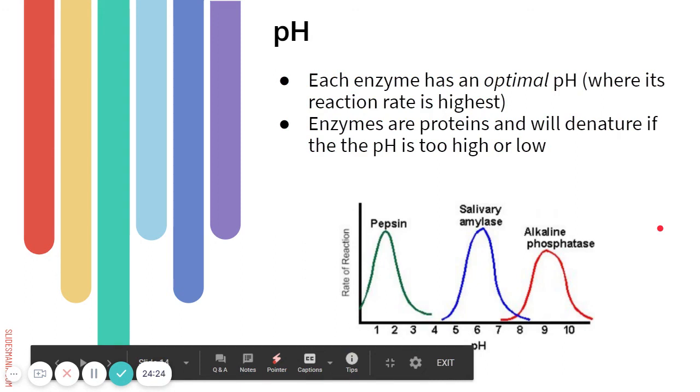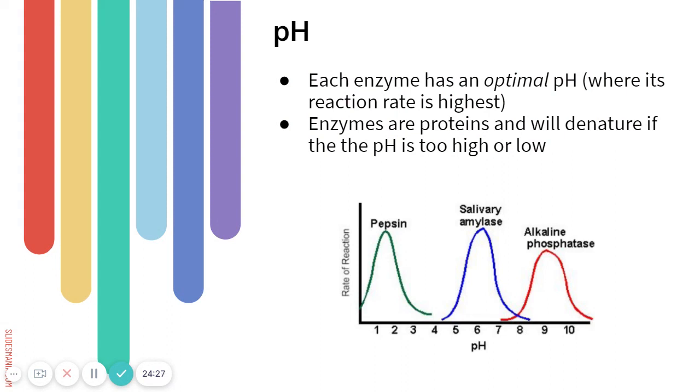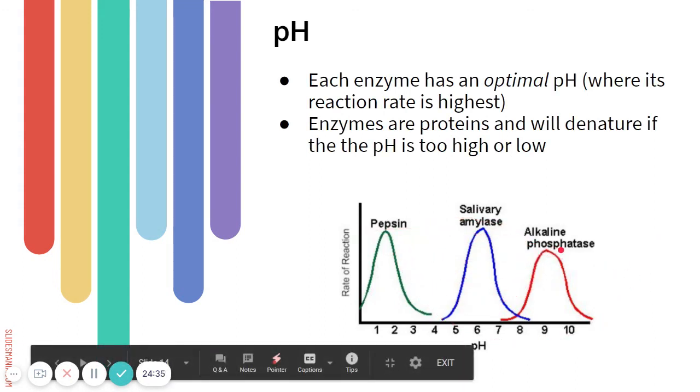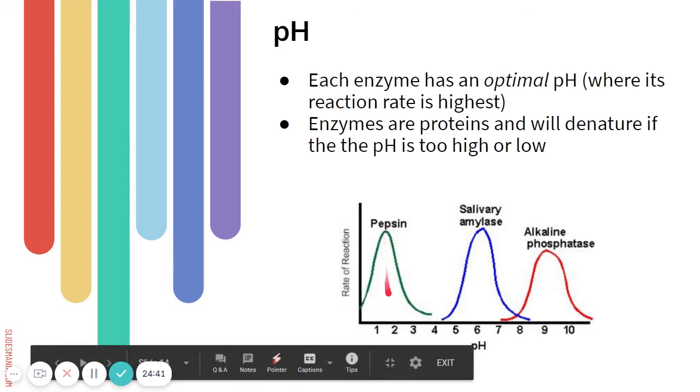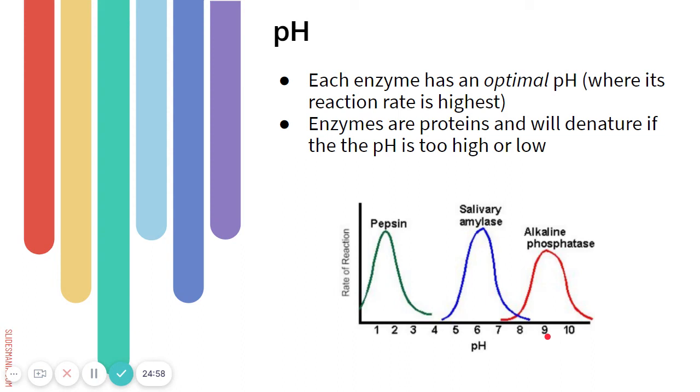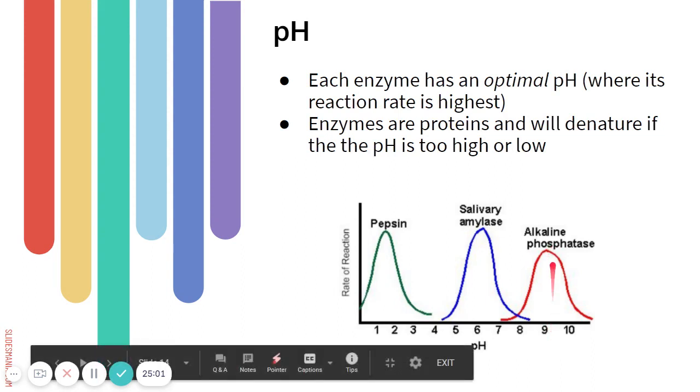So pH. In the same way that each enzyme has an optimal temperature, each enzyme also has an optimal pH where its reaction rate is the highest. Here we're looking at the optimal pH for three different enzymes. Pepsin is a digestive enzyme in your stomach, so you can see it's optimal at a really low pH. Salivary amylase is a saliva enzyme, so that's a pretty neutral pH where it's happiest. And then alkaline phosphatase is an enzyme that's really common in bile ducts and your intestine. Bile is an alkaline substance, so it works best in these alkaline pHs.